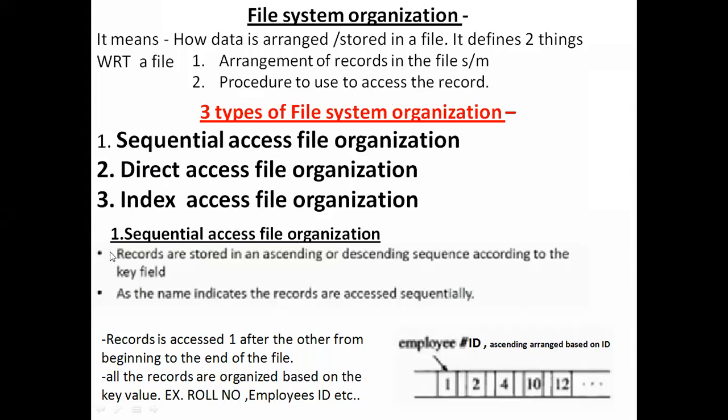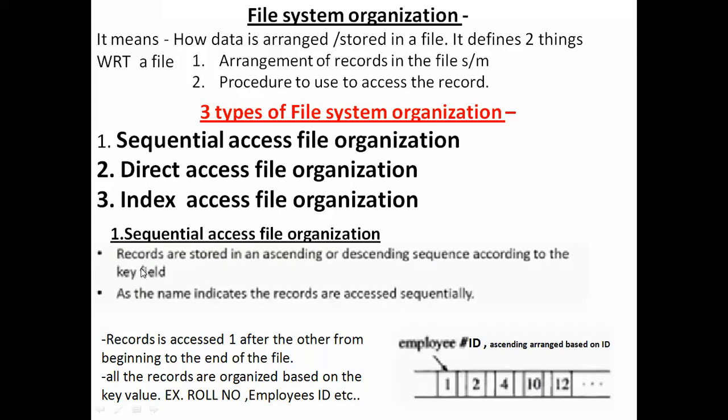Let me deal with the first kind of file system organization, that is sequential access file organization. According to the figure, the example here, I can find the employee's ID. In which order is the employee's ID arranged? According to the numerical values, the employee's ID has been arranged in ascending order. The records are stored in ascending or descending sequence according to the key field.